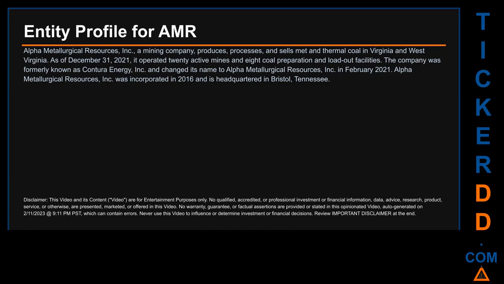I searched the public web to find information about the company that is behind this ticker. Here is what I found. Alpha Metallurgical Resources, Inc., a mining company, produces, processes, and sells met and thermal coal in Virginia and West Virginia. As of December 31, 2021, it operated 20 active mines and 8 coal preparation and load-out facilities. The company was formerly known as Contura Energy, Inc. and changed its name to Alpha Metallurgical Resources, Inc. in February 2021. Alpha Metallurgical Resources, Inc. was incorporated in 2016 and is headquartered in Bristol, Tennessee.